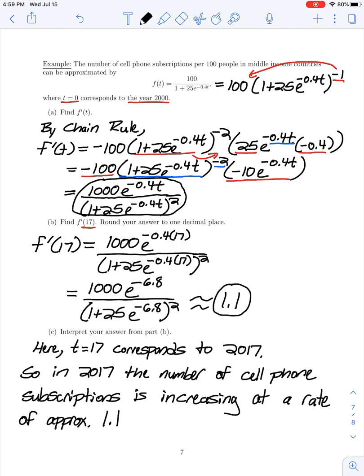1.1 subscriptions per 100 people per year, since our derivative was involving the variable t. So we're looking at the rate of change of the number of cell phone subscriptions per 100 people with respect to time, so it would be per year here. All right.